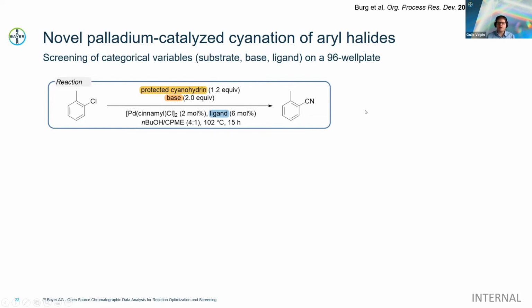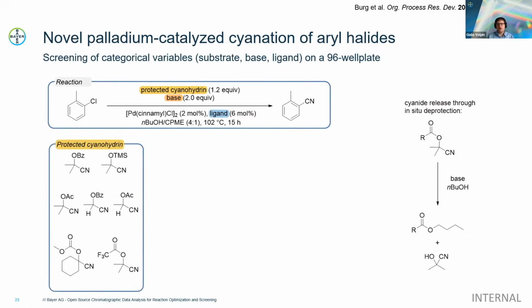And here we went one step further and thought, why not avoid the slow addition by designing a cyano donor, which by virtue of the alcoholic solvent and the base that we need to employ anyway in the reaction conditions, would slowly release cyanide and thus make it available to the reaction by deprotecting the protected cyanohydrin, releasing cyanohydrin, which collapses and forms acetone and cyanide that can then be coupled directly.